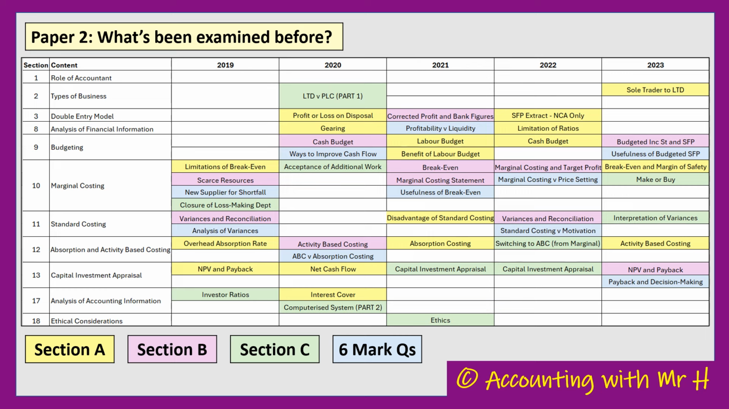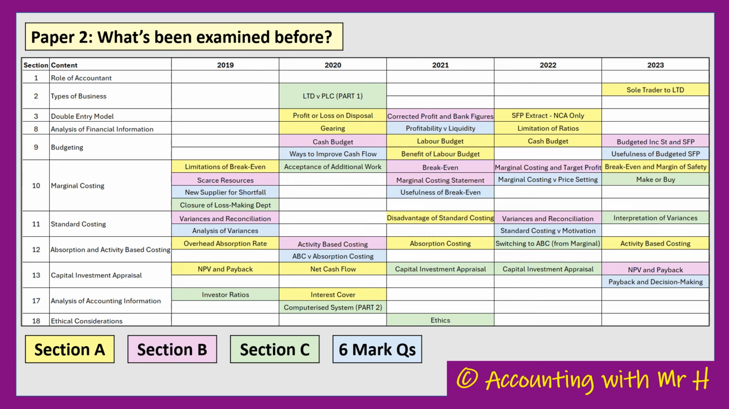So is it worth looking to the early years, back to 2019, 2020? For example, the optimum use of scarce resources was all the way back in 2019. Is it time for that to come up again? Who knows? Section 11, standard costing.